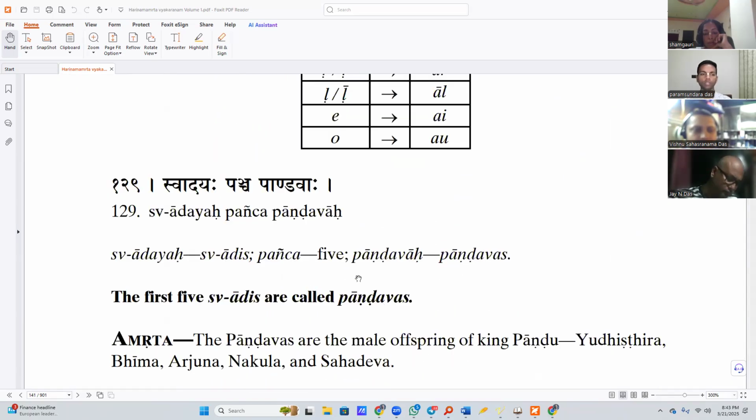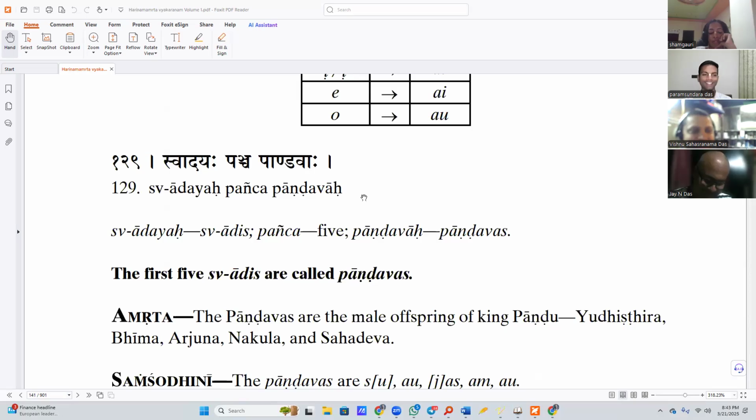Then another Sangya Sutra, Swadayah Pancha Pandava, as if we are going through Mahabharata: Vrishni, Pandava, Shauri. So Swadayah Pancha Pandava. The first five Swadis are called Pandavas. Earlier we had read Shasadayo. What is Shasadayo? Yadu Sangya. The Shasadis 2.3 onwards, they were called Yadus. And now the first five, they are called Pandavas. Pandavas and Yadus.